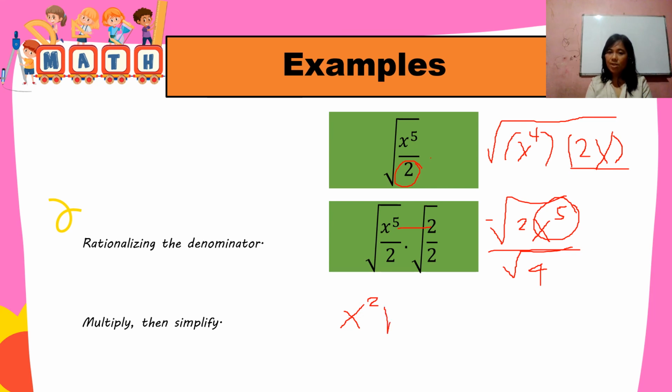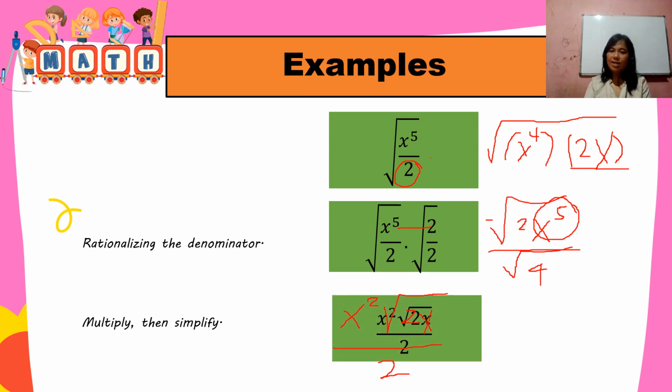So, x squared square root of 2x, yan, over, yung square root of 4 is 2. Okay, so yan. Ito na yung final answer. Tingnan nga natin. Okay, yan. Diyan galing yan. Okay. I hope clear sa inyo. Kung hindi, pwede nyo balik-balikan yung video para mas clear. Okay?